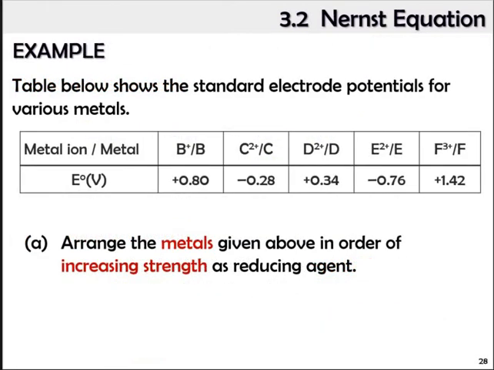Alright, kita tengok example. Table below shows the standard electrode potentials for various metal. So dia bagi E0 dekat sini. This is SRP. Arrange the metal given above in order of increasing strength as reducing agent. Ingat balik tak kita dah belajar hari tu reducing agent. Siapa reducing agent dekat sini?